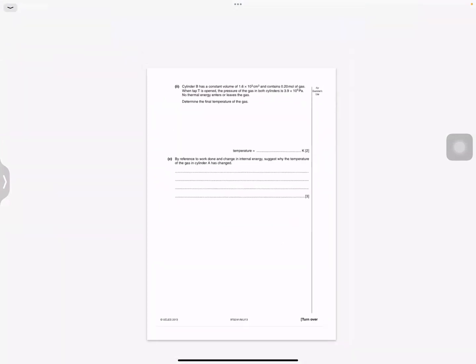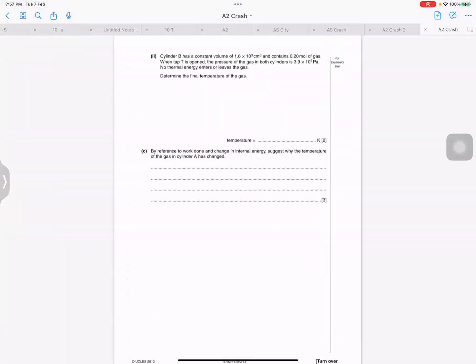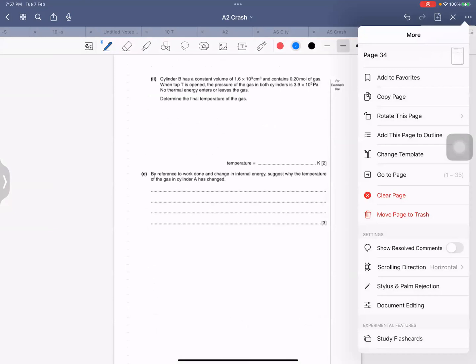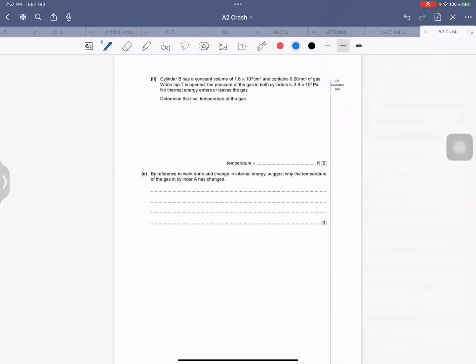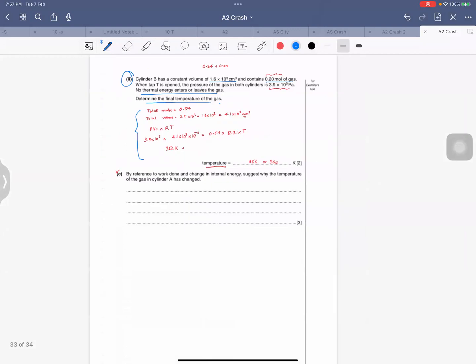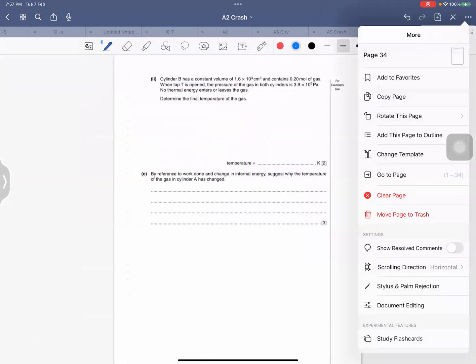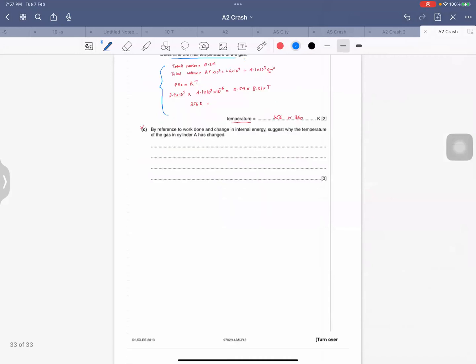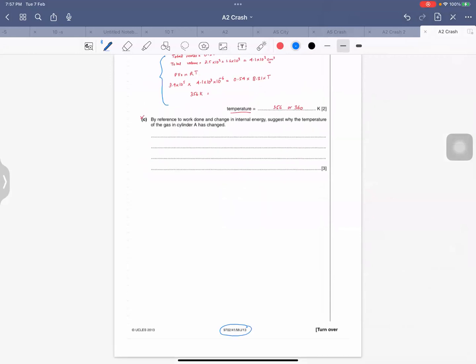What are you doing? No, I don't want that. I want to delete this page. How do I delete this page? Move page to trash. Yes, thank you. I'm not that dumb. Okay, now I want to move this one to trash as well. Okay, cool. Now we're on to this. This I think is May June 13. Please check the answer as well.